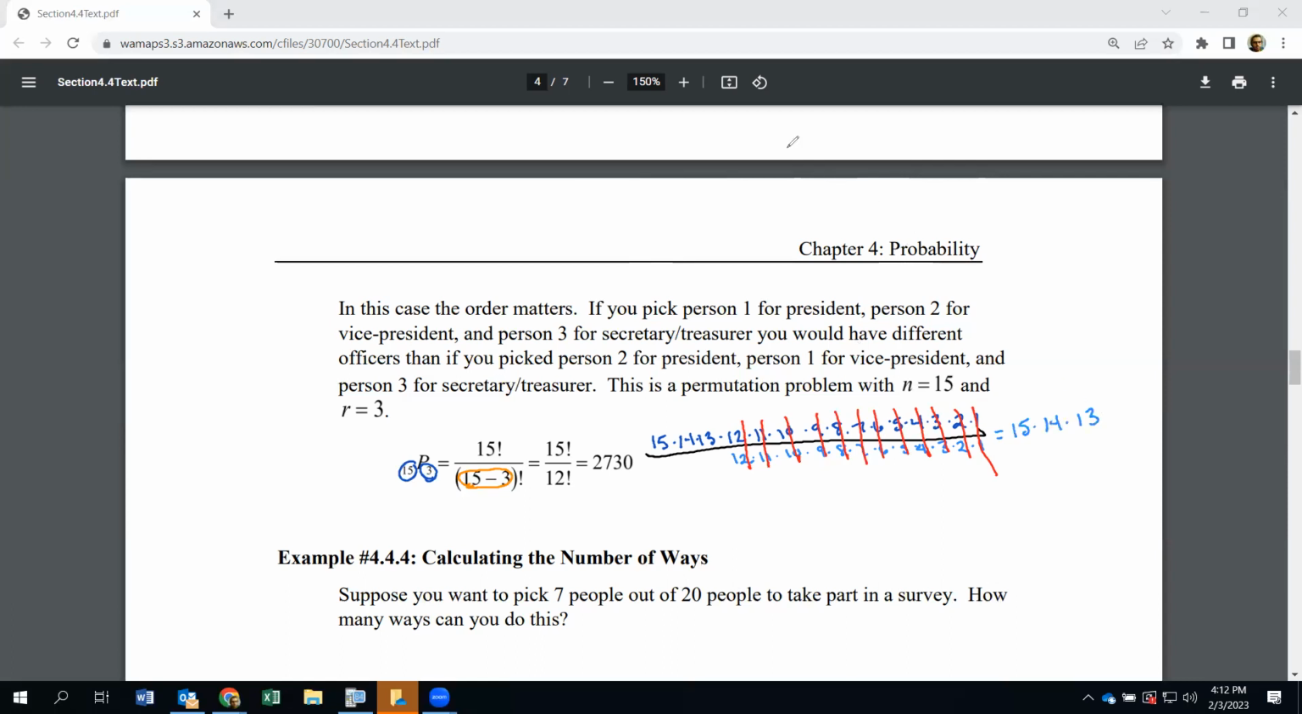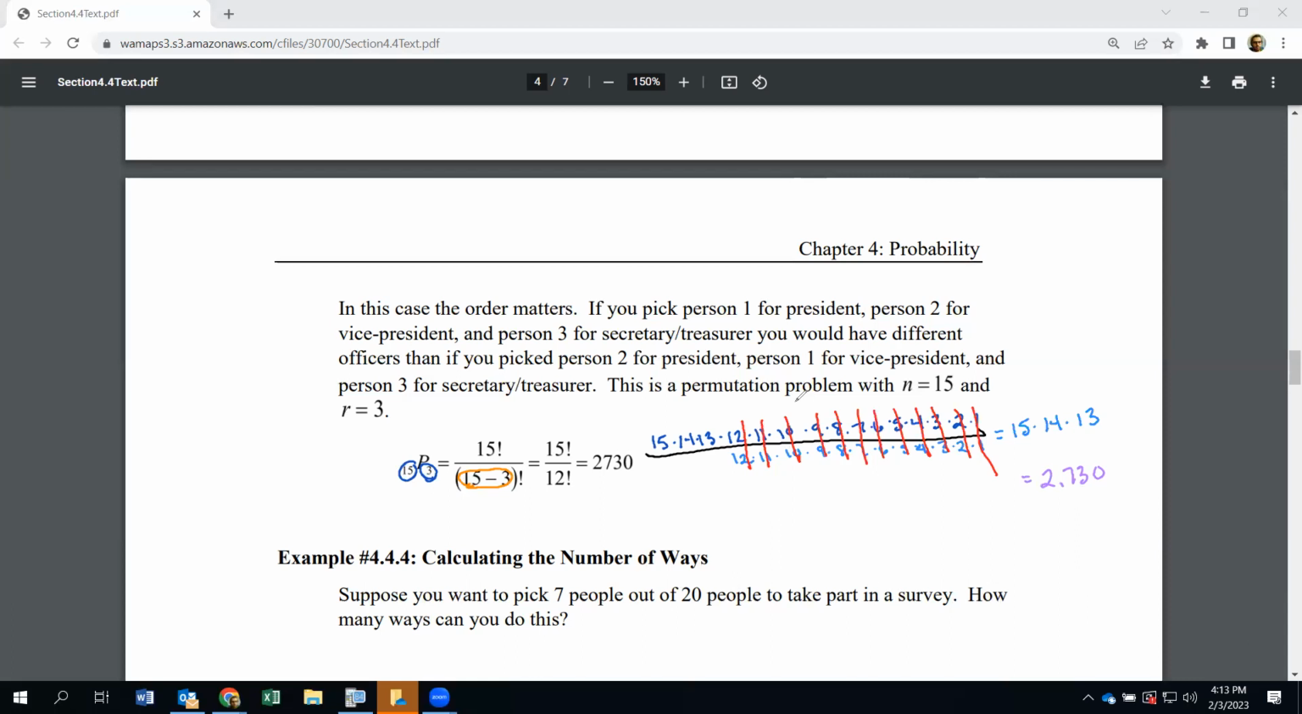If we do this multiplication, we do get that solution of there are 2,730 different ways to pick from 15 people to fill the 3 roles of president, vice president, and secretary/treasurer.